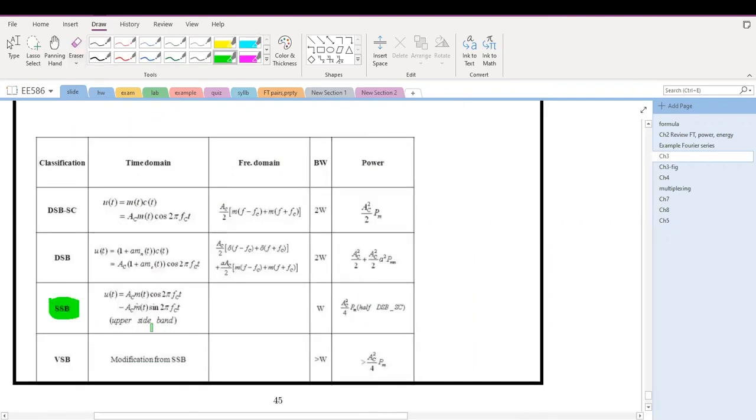Because single sideband only transmits either the upper sideband or the lower sideband, the bandwidth of the modulated signal is the same as the bandwidth of the message. And the power is half of the DSB-SC signal. This is the power for the DSB-SC signal. We take another half, and that becomes Ac squared divided by 4 times Pm, where Pm is the message power.